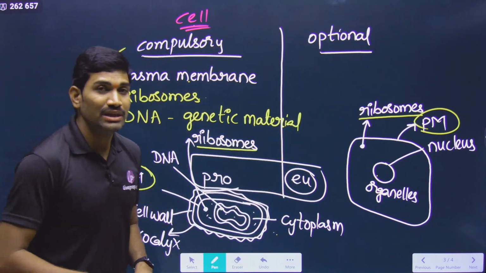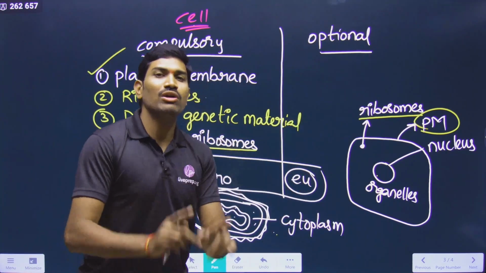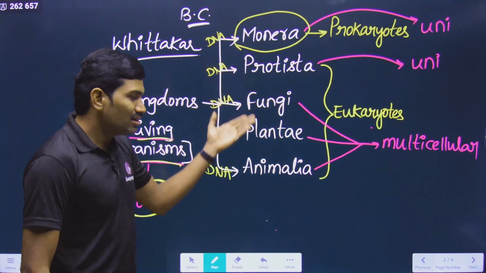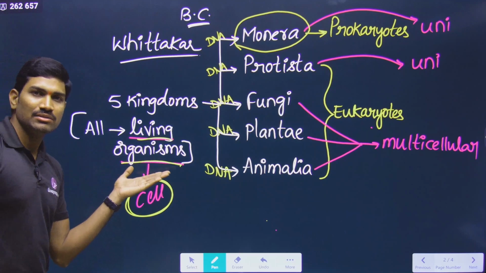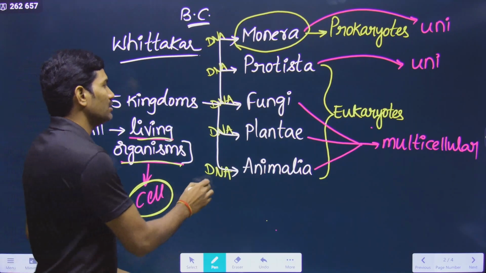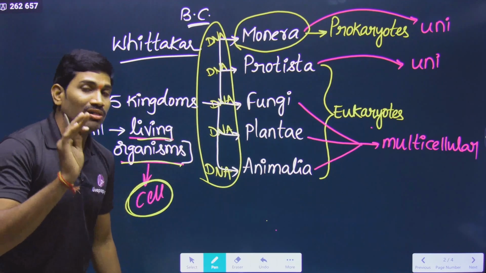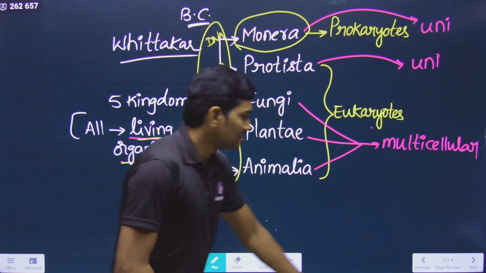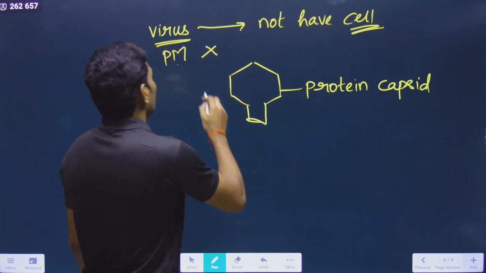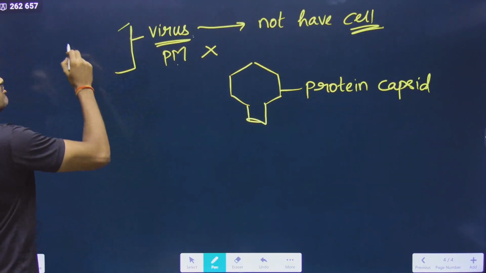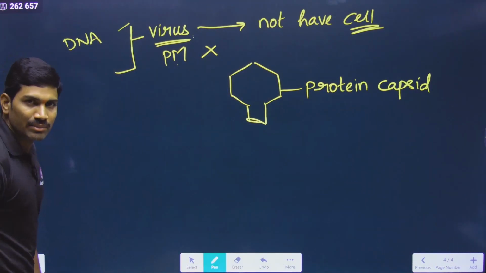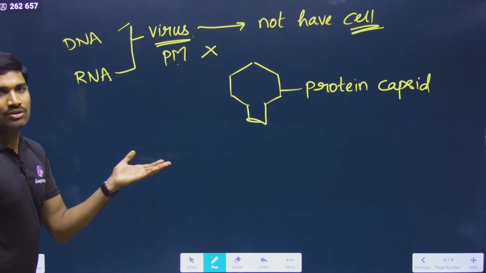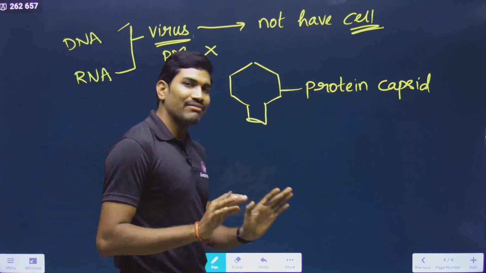Compulsorily genetic material should be there, and that genetic material should be only DNA, not RNA. Observe this carefully. All these 5 kingdoms have living organisms, and all the living organisms have only DNA as genetic material. Then what about the viruses? In the case of viruses, some viruses have DNA as genetic material, whereas some viruses have RNA as genetic material. So this is what the variation is. They have their own genetic material.